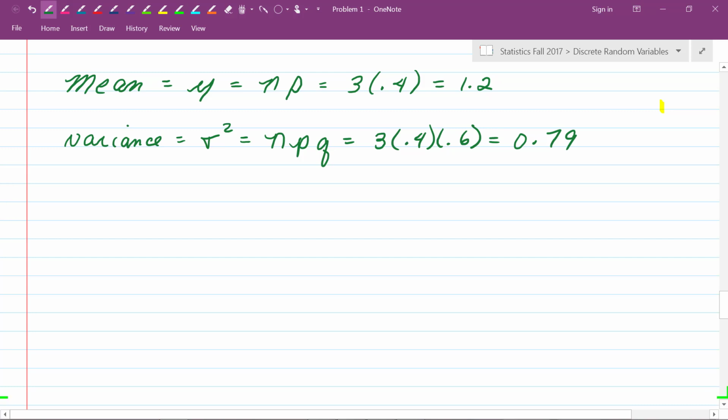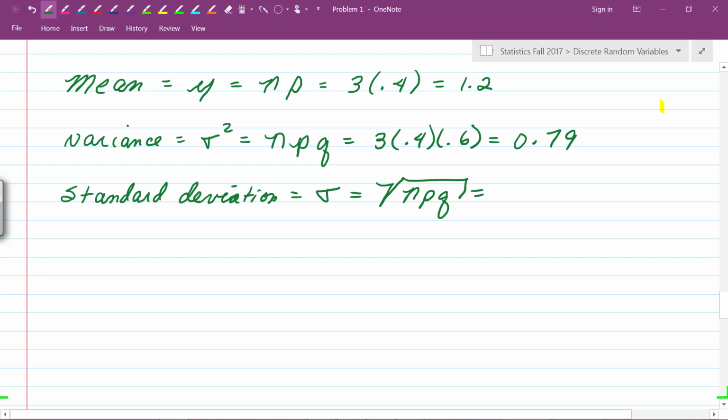Now if we want to know what the standard deviation is, that is simply sigma, which is the square root of npq. And so the square root of 0.72 is 0.8485. Alrighty, so that's how we calculate the expected value, or the mean, the variance, and the standard deviation.